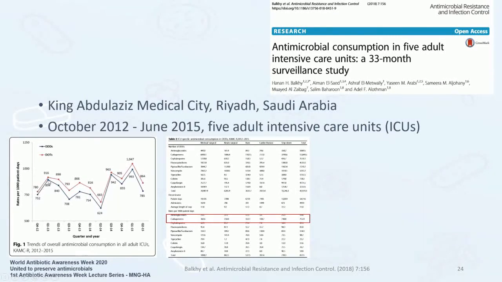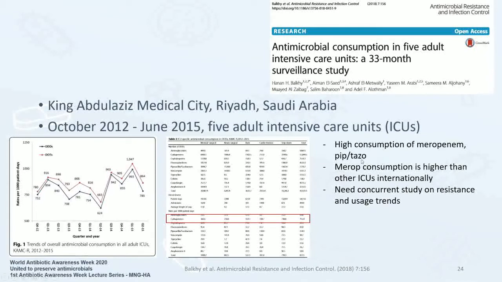So you can see that there is a change in the trend. There is a general decrease here, but if you are comfortable with quality metrics, you'll see there's not really a stable trend. But what they did notice is that in general, carbapenems, as you see here in the second screenshot, had the highest consumption. And they noticed a high consumption of Mero and Tazo, piperacillin and tazobactam.